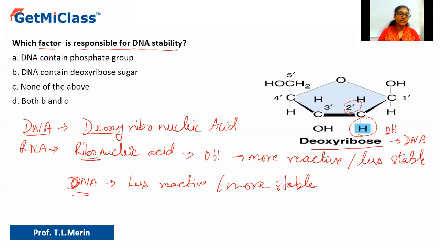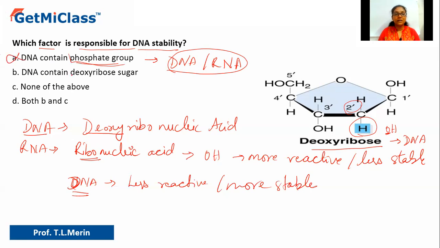Okay. So let us see. Option A says DNA contains phosphate group. So phosphate groups are present in DNA as well as RNA. So that does not decide whether RNA is strong or DNA is strong, because the backbone of RNA and DNA is made up of sugar phosphate. And of course, phosphate is the major component which is present in both, right? And that does not decide which is strong or which is stable. Hence, it is ruled out.